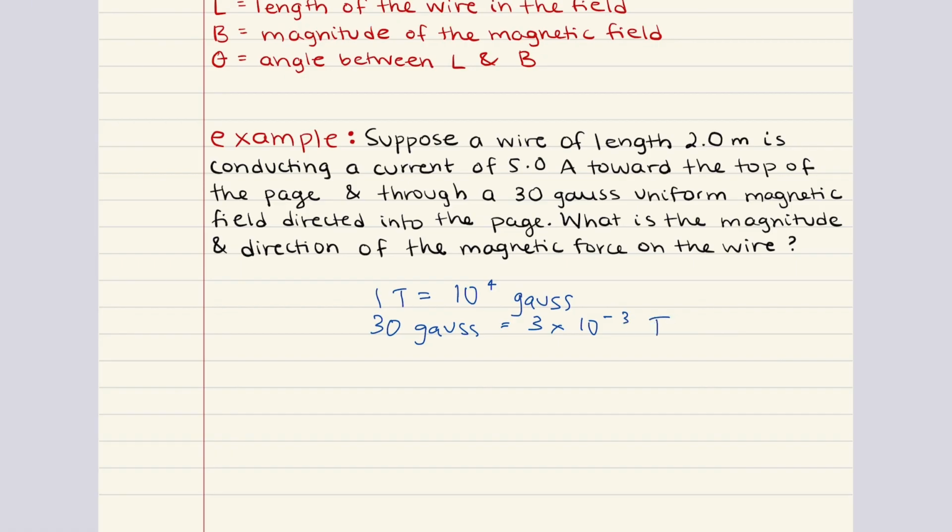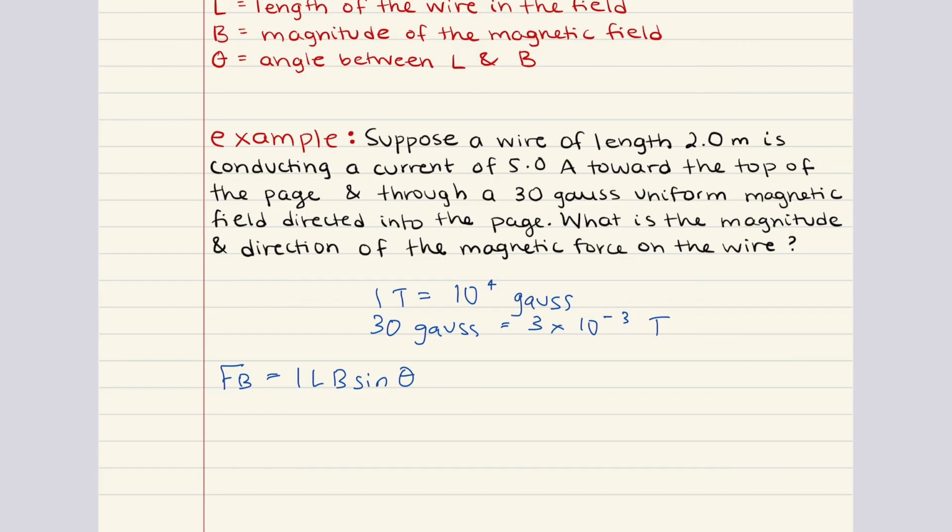Now, to calculate the magnitude of the magnetic force, we're going to use our equation for current carrying wires and determining the force on those. This is going to be equal to ILB sine theta. Now, sine theta is going to be equal to 1 because theta is equal to 90 degrees. Why is it equal to 90 degrees? Let me work you through it.